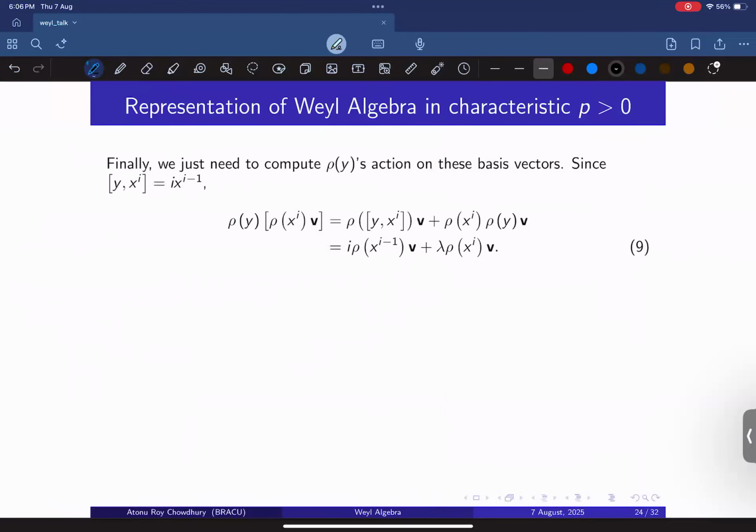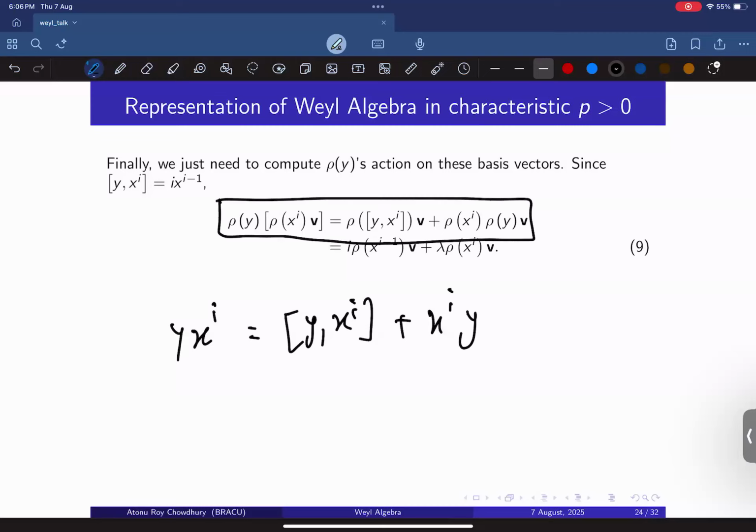If we act rho of y on the ith basis vector, which is this, I have made use of another trick here: y x to the power i is the commutator of y and x to the i, plus x to the i y. Using this trick, if we act rho on both sides, we get this equation, right?